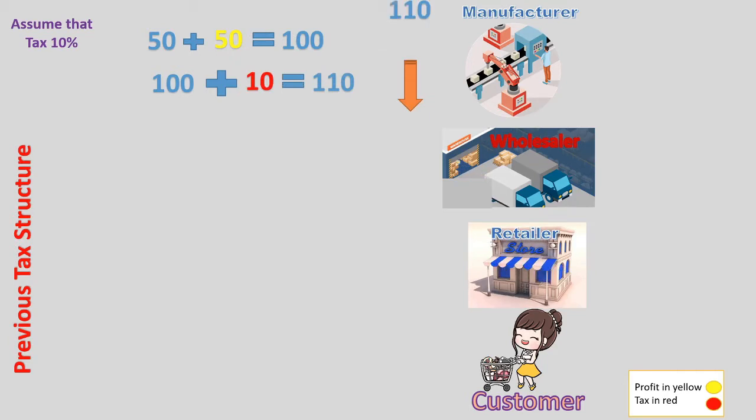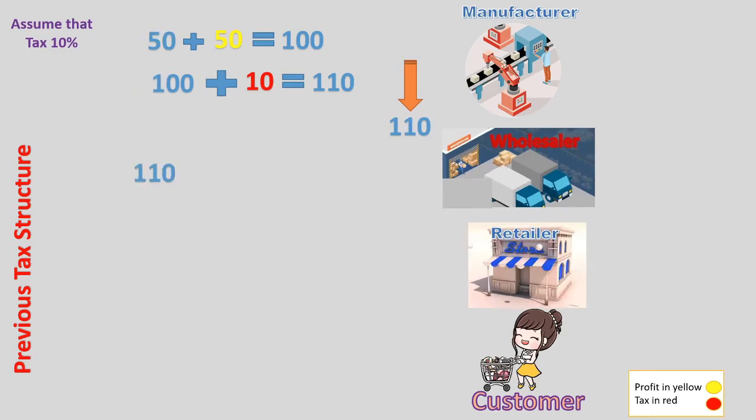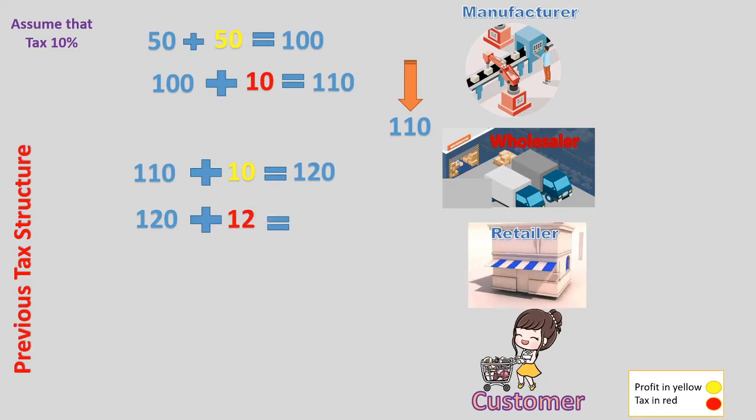Again, when the wholesaler is dealing with the product, he will add his value addition, or you can say profit. Say for example rupees 10, and the selling cost is going to be 120 rupees. He has to pay 10% on rupees 120, that is 12 rupees as a tax amount to the government. So finally he is going to sell that product to the retailer for rupees 132.